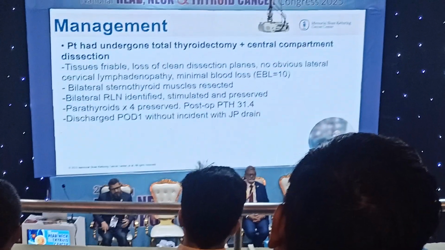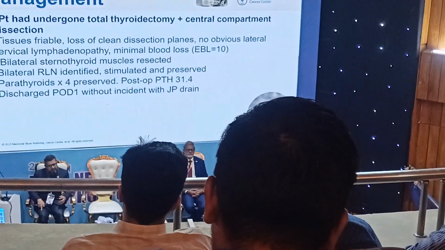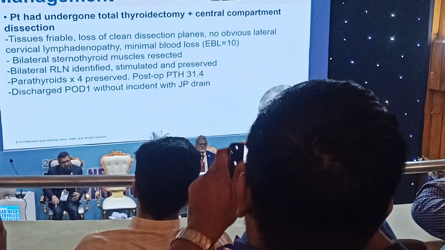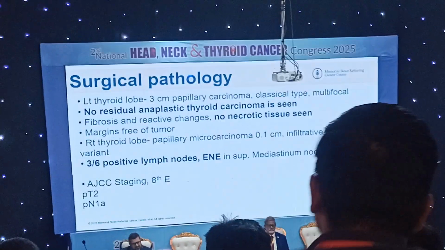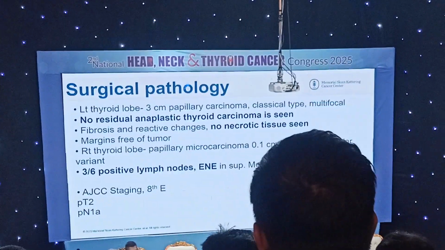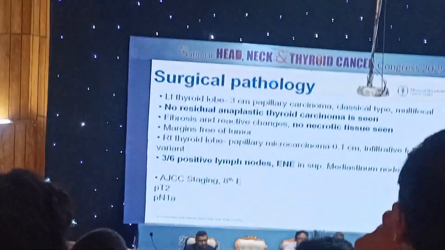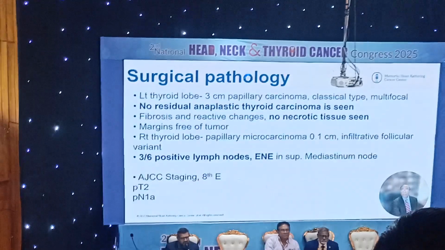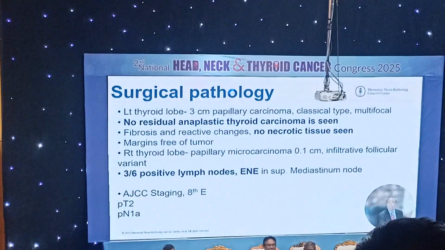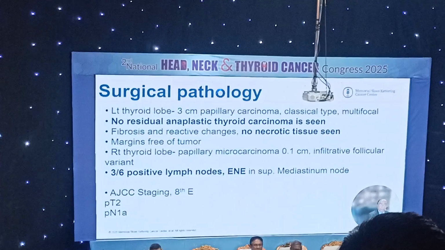Subsequently, patient underwent total thyroidectomy and central compartment dissection. And what was interesting, we were able to preserve both the nerves, the parathyroid function was satisfactory, and the patient recovered from surgery very well. What is more interesting is, in this specimen, there was no residual anaplastic thyroid cancer. No necrotic tissue was seen. So this was the best result we saw in this patient.